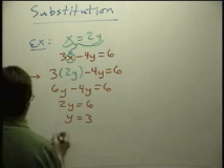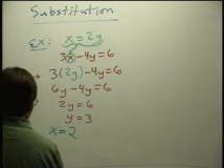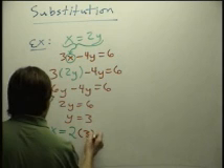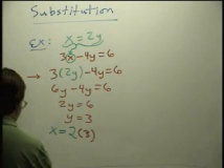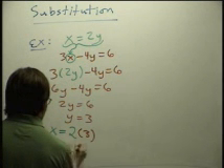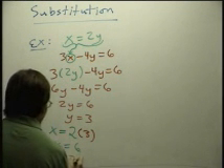So that equation will become x equals 2 times y. And y, we know, is 3. So we'll substitute 3 in for y. And we get x equals 6. So the solution is the point (6, 3).